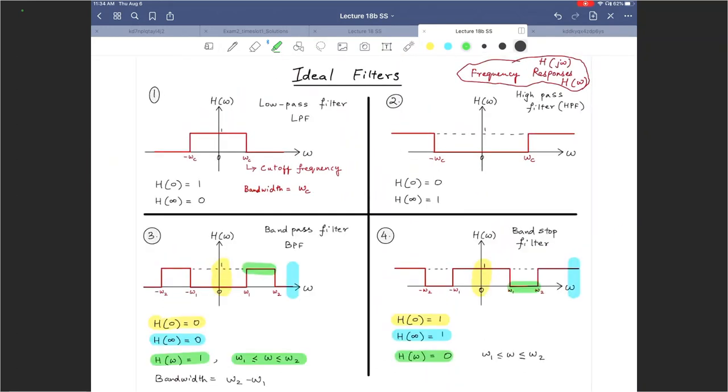So 4 ideal filter frequency responses, and the evaluation of that frequency response at extremely low frequencies and extremely high frequencies: H of 0, H of infinity.